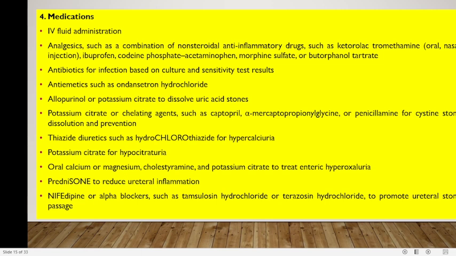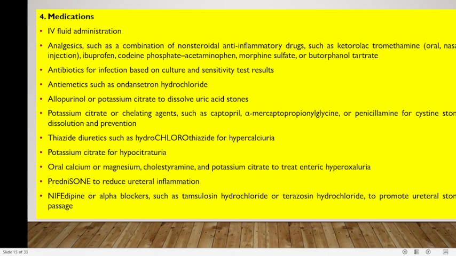Antibiotics, that's number 3, for infection based on the culture and sensitivity test conducted. We also need antiemetics because of the nausea and vomiting, especially ondansetron hydrochloride. Especially for uric acid stones, we will have the use of allopurinol or potassium citrate to dissolve the uric acid stones. We have potassium citrate or chelating agents such as captopril for cystine stone dissolution and prevention.